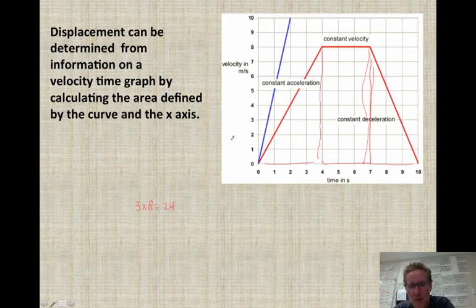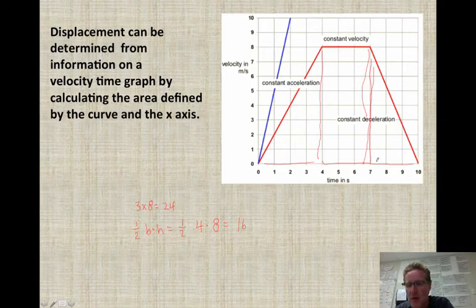And then this triangle, we have 4 seconds. The area of a triangle is calculated by 1/2 the base times the height. And so I can put 1/2 times the base, which is 4, and then again the height is this 8 meters per second, and then we're going to get 16 from that.